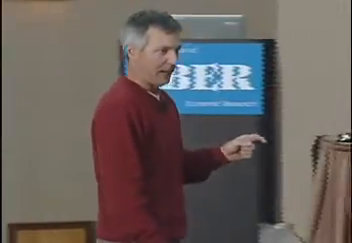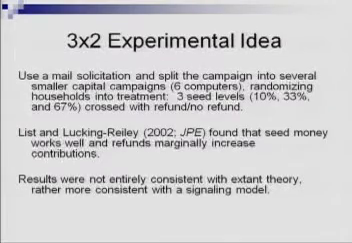Here's what we did. We split that capital campaign into 6 smaller capital campaigns, saying that we needed to raise money for computers, for CEPA, for the Center for Environmental Policy Analysis. And then in those 6 cells, we ran a 3x2 with 3 seed levels, 10, 33, 67, crossing with a refund, no refund treatment.